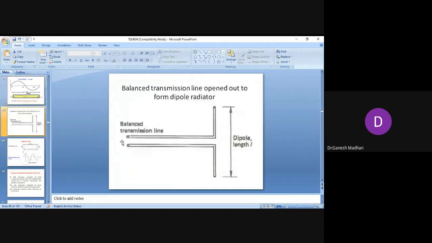So in the case of an antenna, you have a balanced transmission line and a dipole. The energy which is confined between the two lines now radiates from this. So in a transmission line, we have field confinement within the two wires, and in the antenna we have radiation where you have three-dimensional fields.